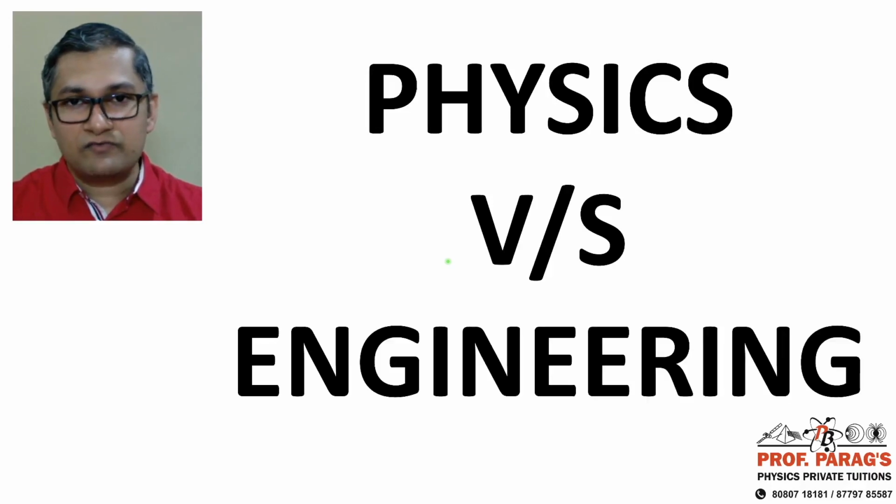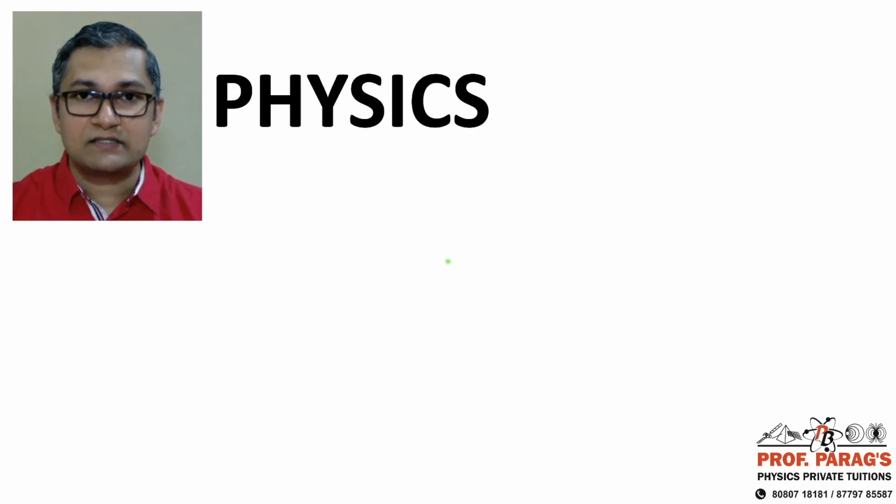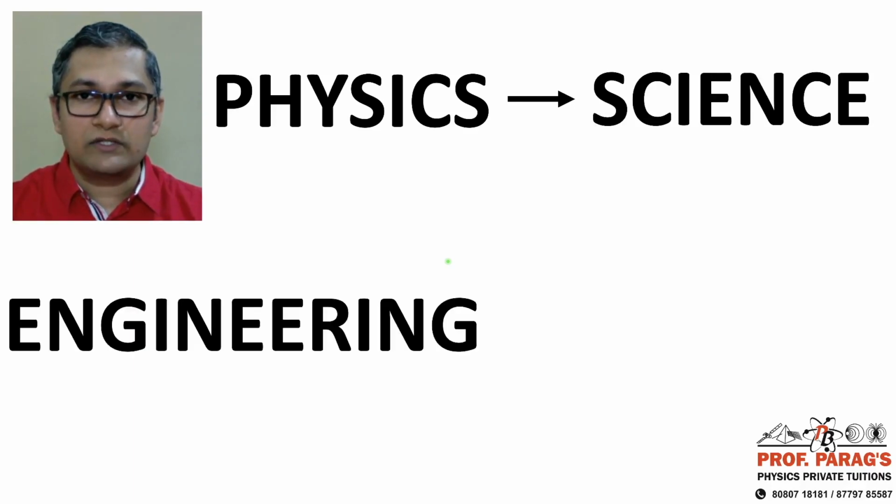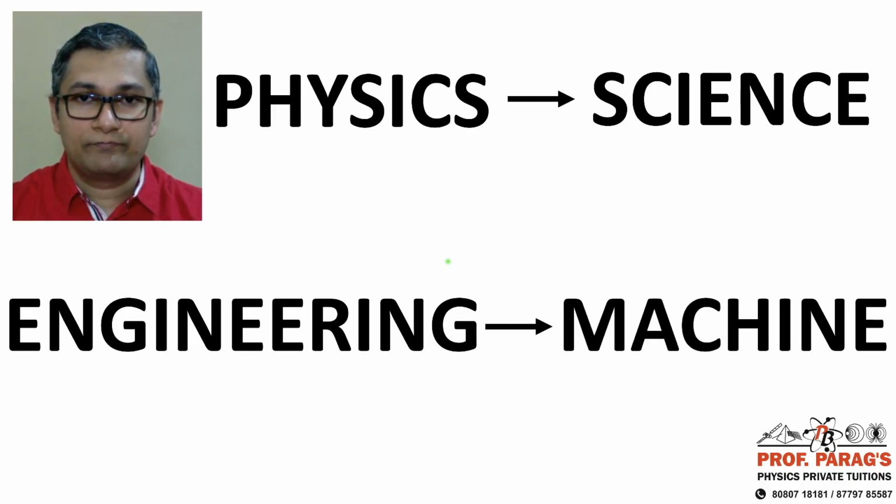So what's the difference between physics and engineering? In physics, what we do is we basically study various laws, or basically we study the science. Physics is the study of science. It's a part of science. Whereas in engineering, whatever we learn in this subject of physics or other branches as well, these science, these laws, whatever we learn, we make machines out of them. So physics is the understanding of the science behind the machine.